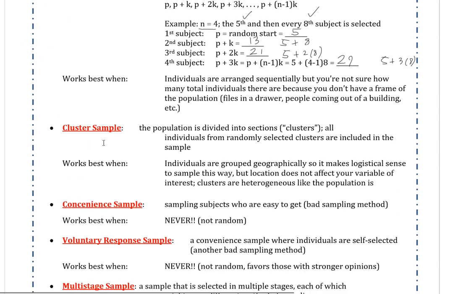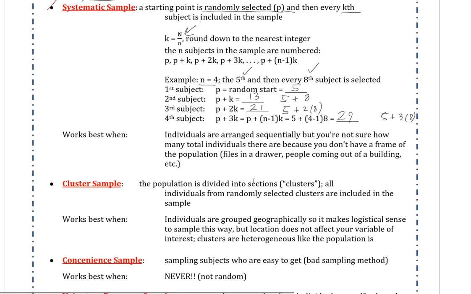The last pseudo-random sample is what we call a cluster sample, which is going to be very, very similar to a stratified sample. It says the population is divided into sections, which stratified sampling does, and then all individuals from randomly selected clusters are included in the sample. On paper, again, that sounds exactly like stratified, but there is a small difference here.